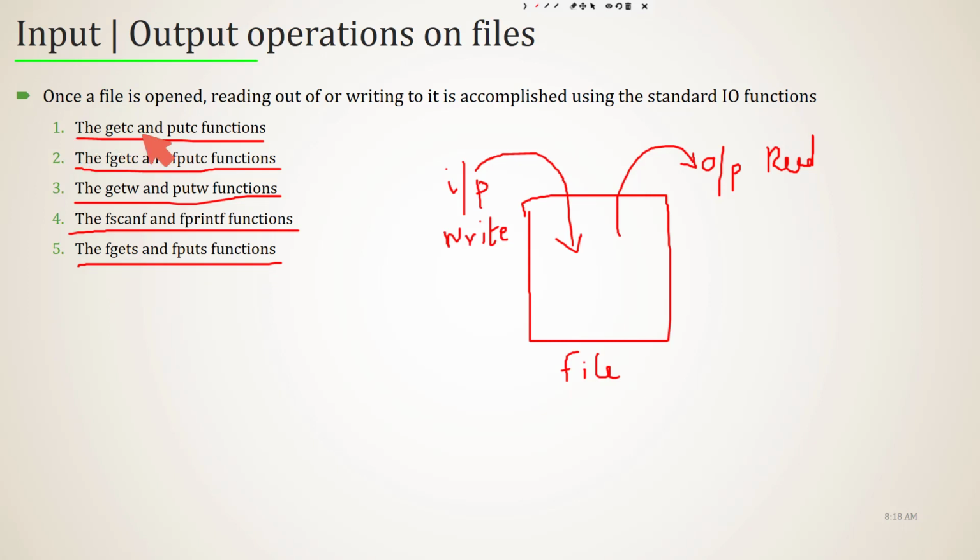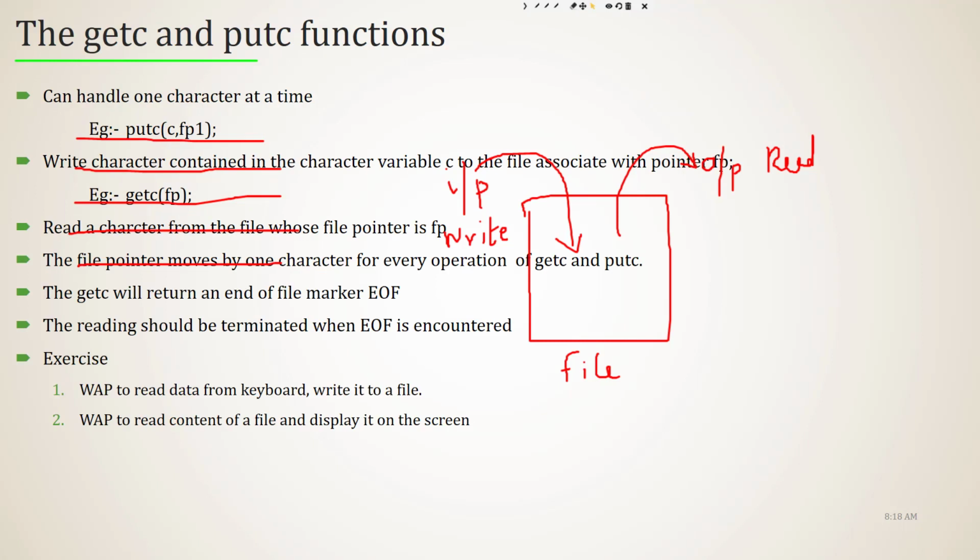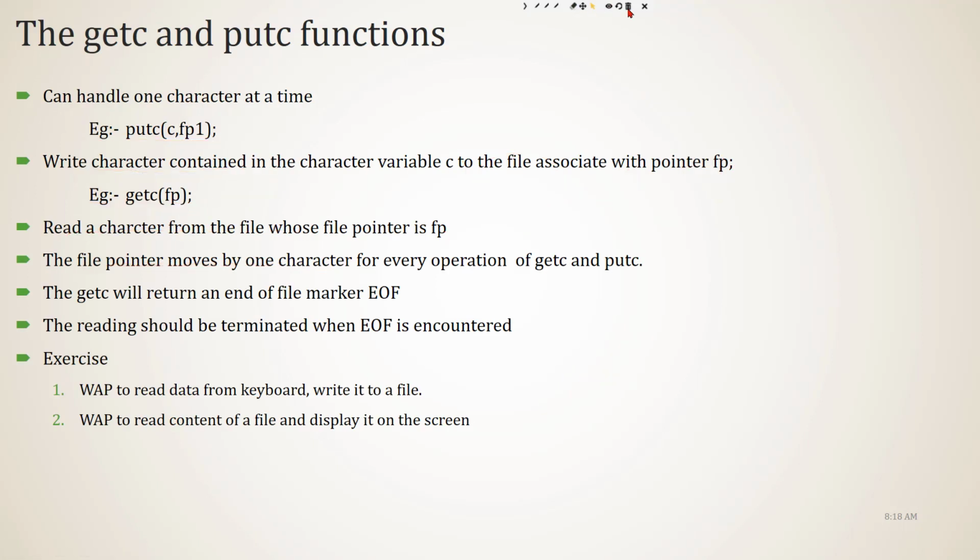So first thing we are going to discuss is the getC and putC function. They can handle one character at a time. That is the important point you have to remember. So we are writing character by character or reading character by character. putC(c, fp1): c is the character variable, the variable which contains some character. fp1 is the file pointer.